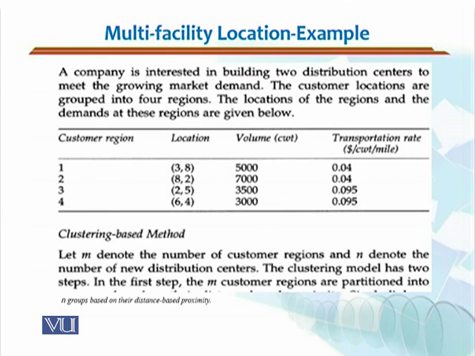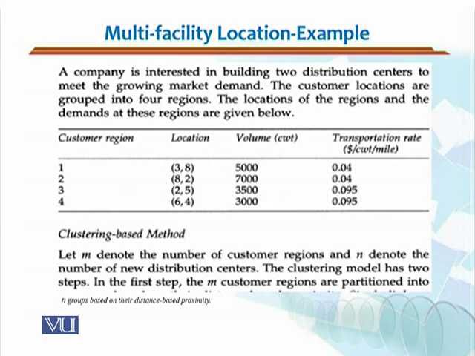that can be moved from customer region 1, and the transportation rate per 100 weight per mile is 0.04 or 4 cents. Then there is a customer region 2, which is located at 8, 2 location with 7,100 weight as a volume. That is the capacity of that customer region, and the transportation rate per 100 weight per mile is 0.04.